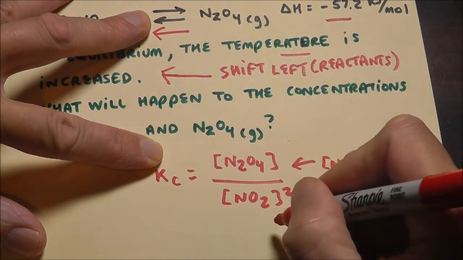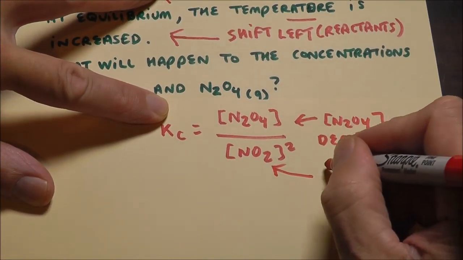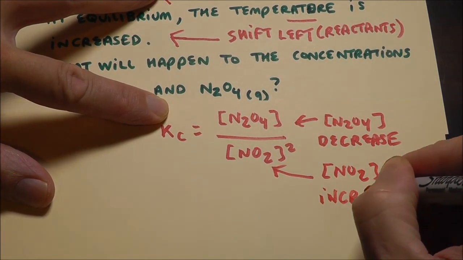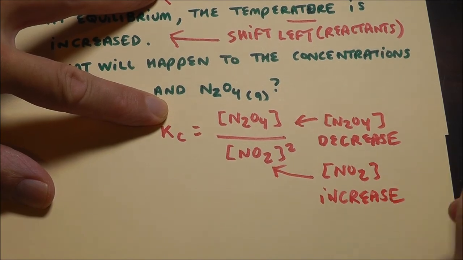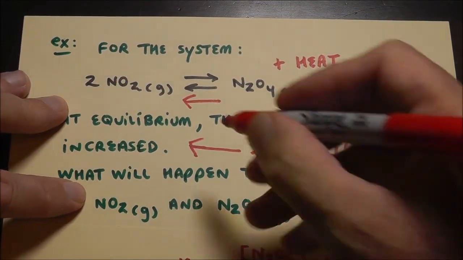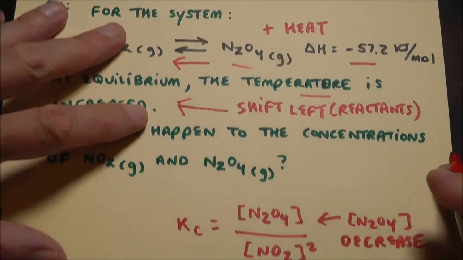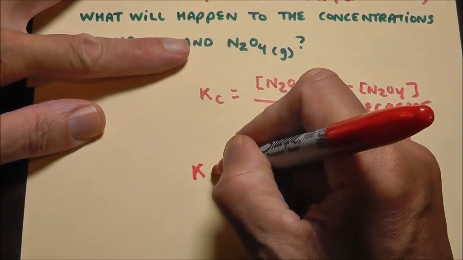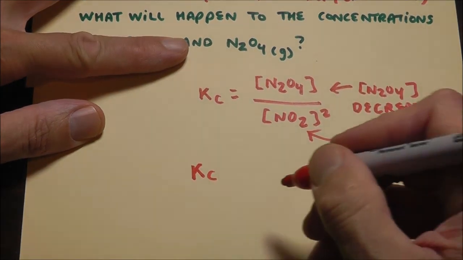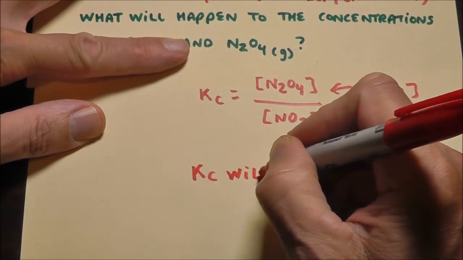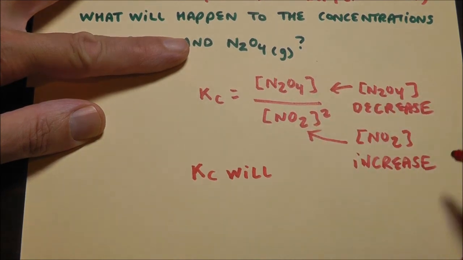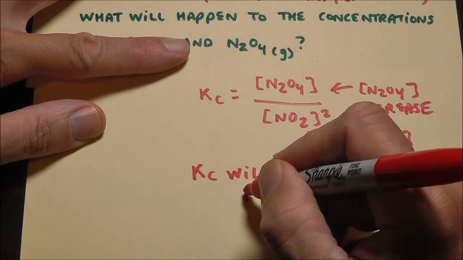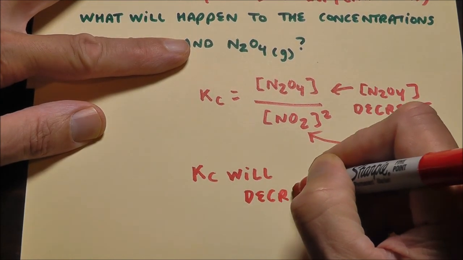The concentration of NO2 will increase. Remember, you might have to go back and look at the reaction and remember which way it's going. So we're going to increase this, decrease that. And actually what's going to happen is Kc will not be the same value. Kc in this case will, numerator getting bigger, denominator getting bigger, numerator getting smaller, Kc will decrease.